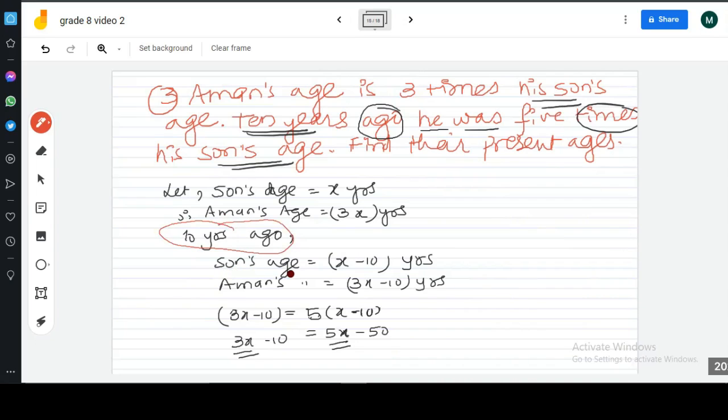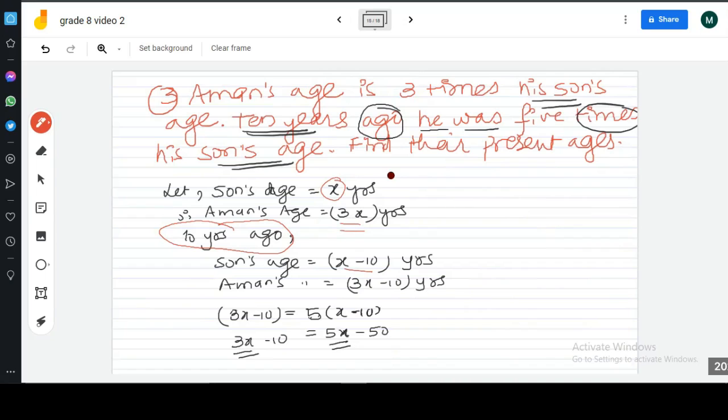So since 10 years ago, the son's age will become, it is x presently, so before 10 years it will obviously become x minus 10, so 10 will be subtracted from his present age. So his father's age, Aman's age, will again have 10 subtracted, so it is 3x minus 10, because 3x is his present age, so 3x minus 10 years, right?